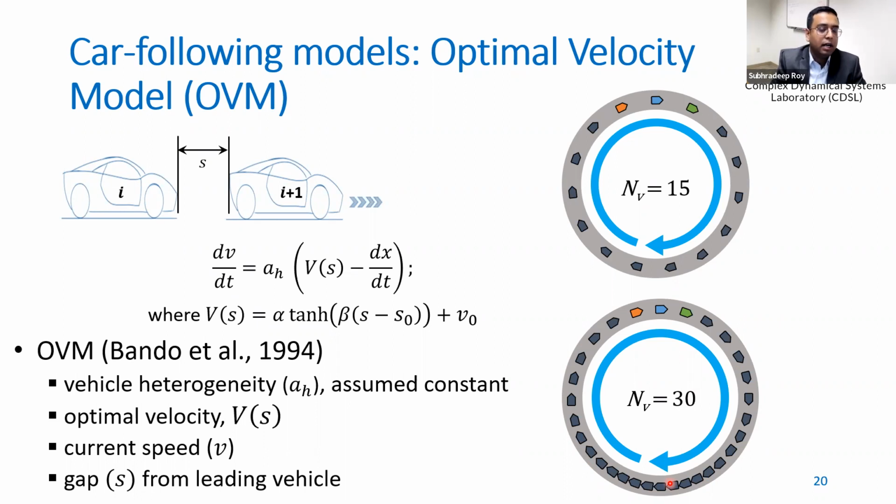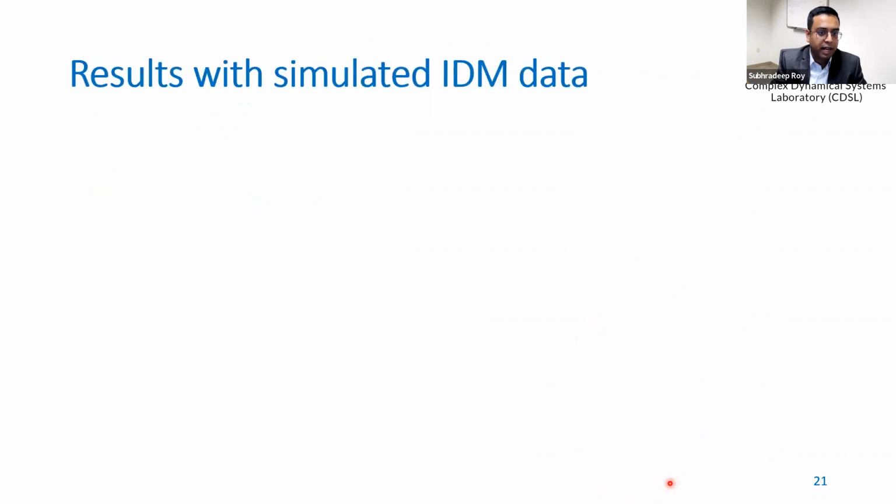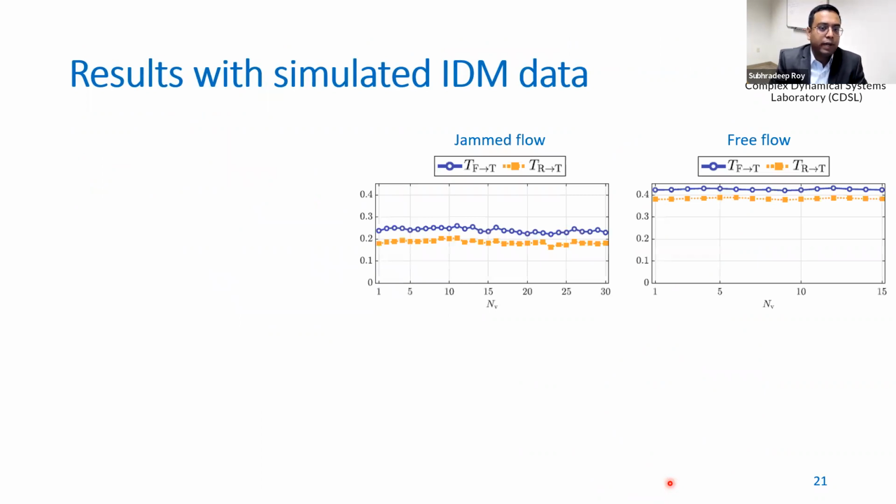So now we have these tools where we know the ground truth that each vehicle only responds to its immediate front car. And now we can generate the data and apply these tools to see what they let us know about the nature of interactions. So results would start with the simulated IDM data. First, I start with generating data from the IDM model, and we start with the pairwise transfer entropy. So here is the plot. On the left, you have the jammed flow, where you see the number of vehicles is 30.